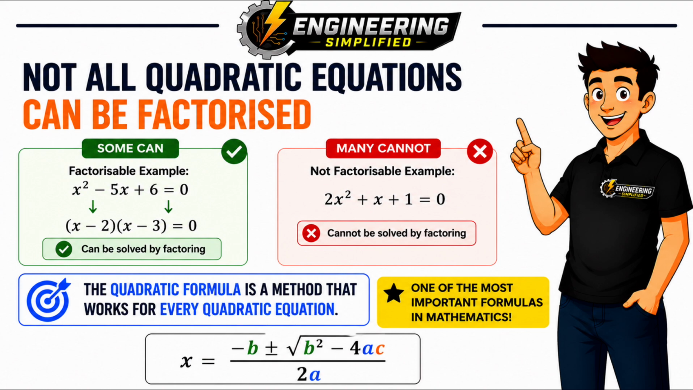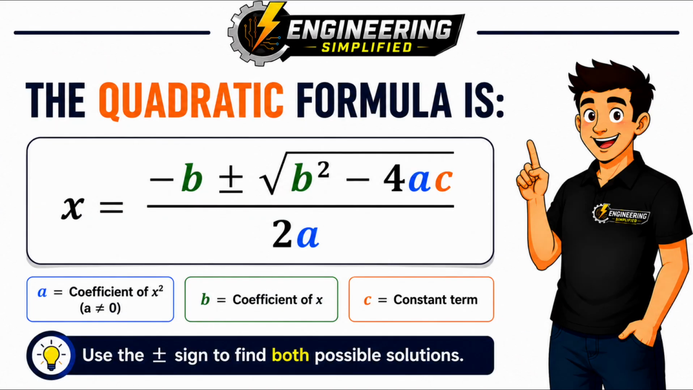So why do we use the quadratic formula? Some quadratic equations can be factorized, but many cannot. The quadratic formula is a method that works for every quadratic equation, making it one of the most important formulas in mathematics. The quadratic formula is x equals negative b plus or minus the square root of b squared minus 4ac, all divided by 2a.